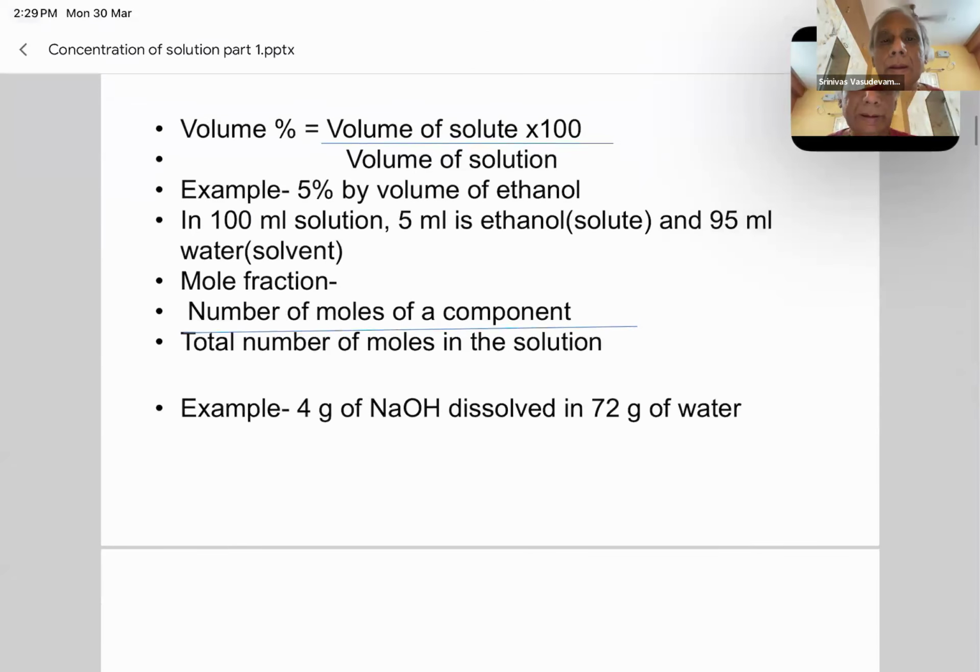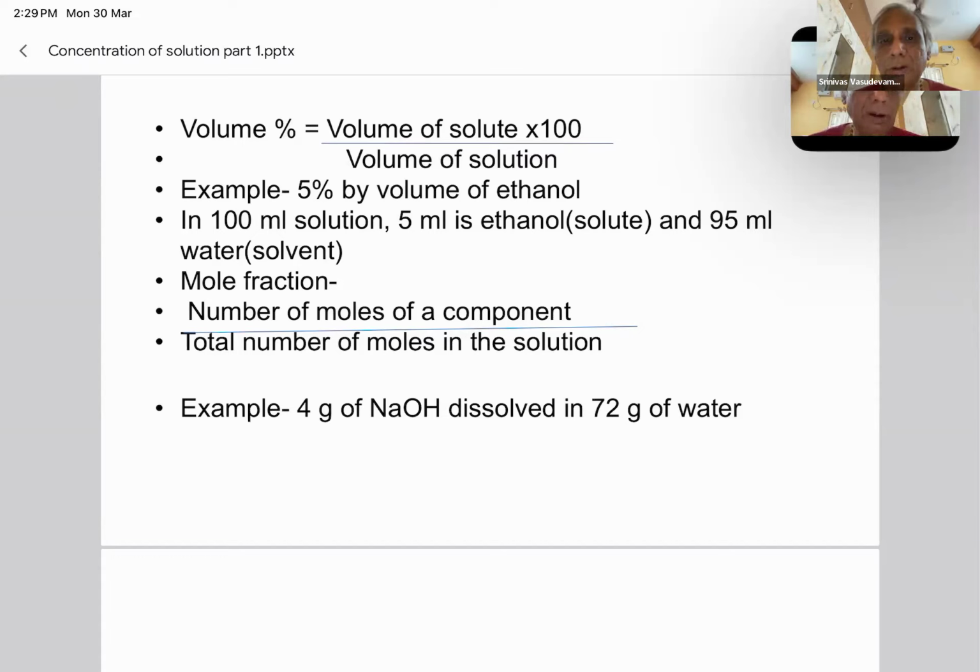Volume percentage. It is generally used when two liquids combine together to give you a solution. Example, 5% by volume of aqueous solution of ethanol. Volume percentage is equal to volume of solute divided by volume of solution into 100. In 100 centimeter cube solution, 5 centimeter cube is ethanol, which is a solute, and 95 centimeter cube is water, which is a solvent.